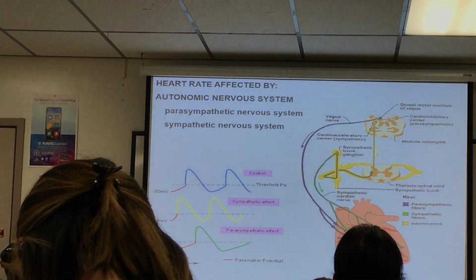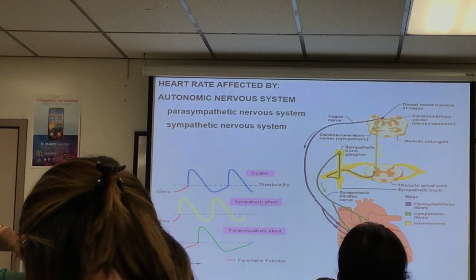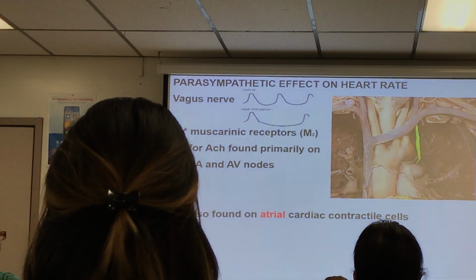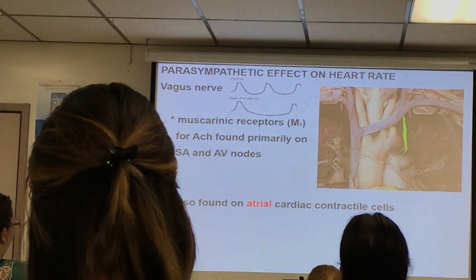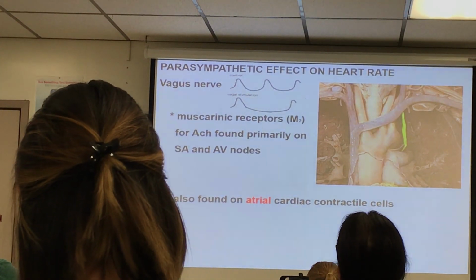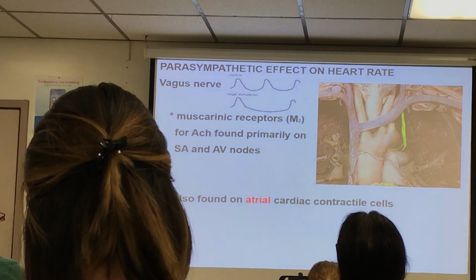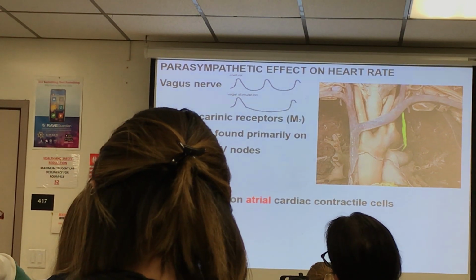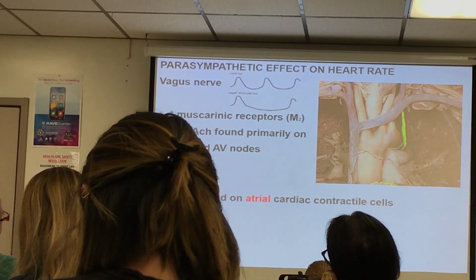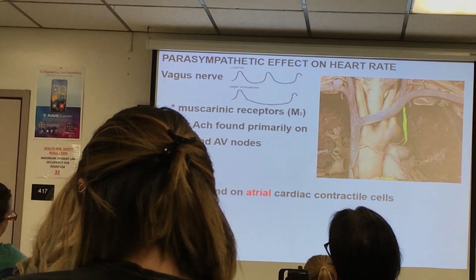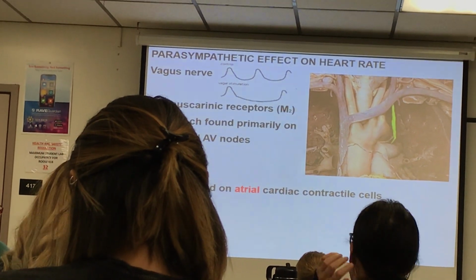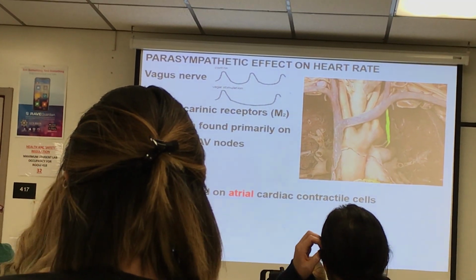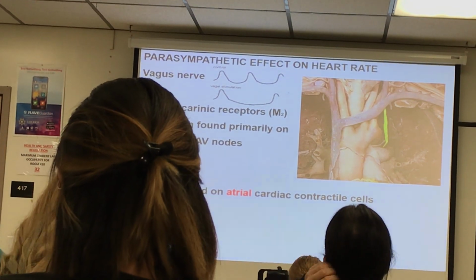All right, so heart rate is affected by the autonomic nervous system, as we already saw, with the sympathetic and parasympathetic. All right. So vagus nerve is releasing acetylcholine and binding to postganglionic neurons. Here's our brachiocephalic vein forming the superior vena cava, and the yellow one here is showing the vagus nerve. There would be another vagus nerve coming the other side. And the postganglionic neuron is releasing acetylcholine that is binding to receptors on the sinoatrial and atrioventricular nodes, but not on the ventricular cardiac contractile cells, remember.